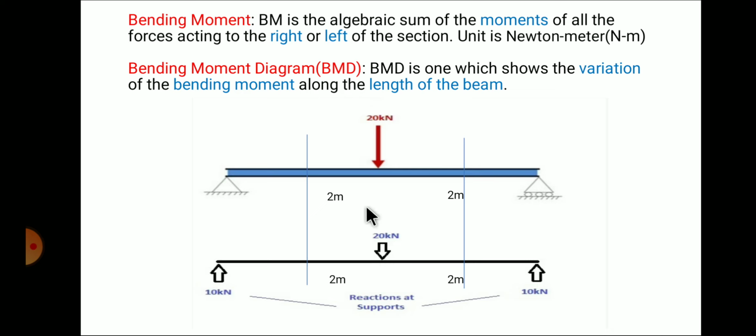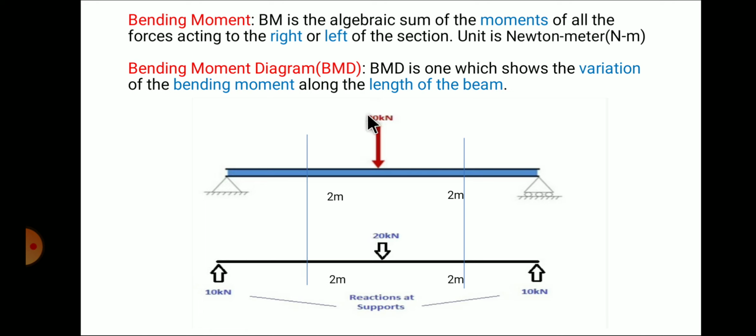But I need to find the bending moment for the entire section, or how am I going to define it? Bending moment is the algebraic sum of the moments of all the forces acting to the right or left of the section. As I told you, there are two methods. Either you can use the left section method or the right section method.